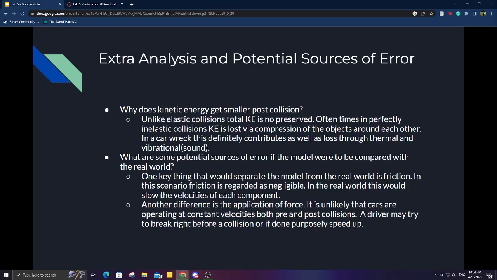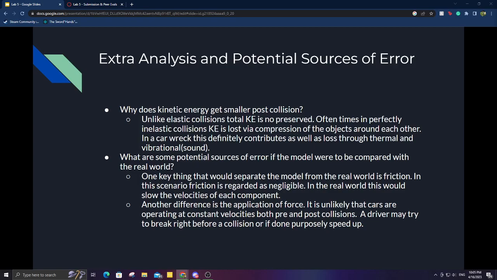So, before concluding, I want to discuss why the kinetic energy gets smaller as well as potential sources of error. Firstly, why does kinetic energy get smaller post-collision? Unlike elastic collisions where total kinetic energy is preserved, oftentimes in perfectly inelastic collisions, kinetic energy is lost via the compression of the objects around each other, causing them to stick. And in a car wreck, this definitely contributes to it, as well as the loss of energy through things like vibrational, which would be sound probably, and thermal, so like heat escaping from the collision.